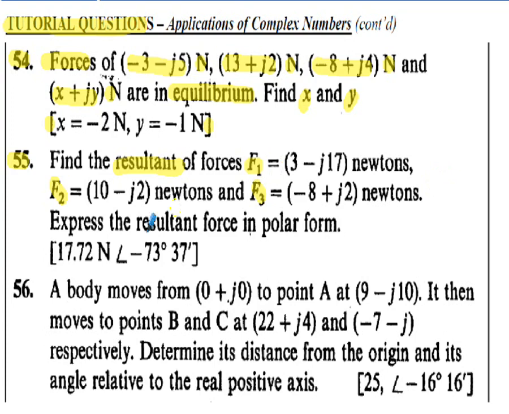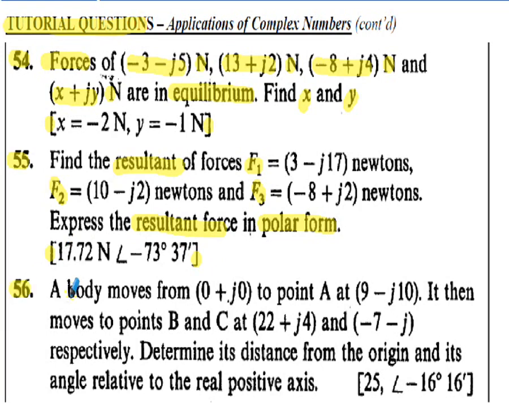I would encourage you to plot the resultant force on an Argand diagram to help you calculate the resultant force in polar form. You clearly need to know which quadrant the resultant force resides in to work out the appropriate angle or argument. Answers given in square brackets here.